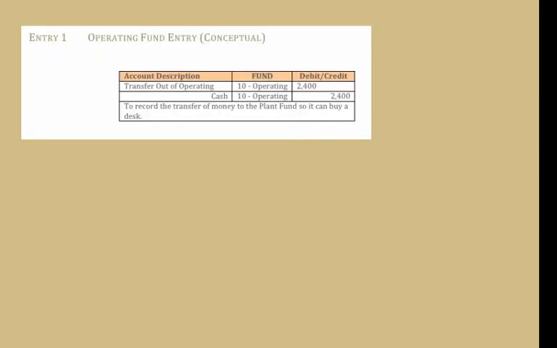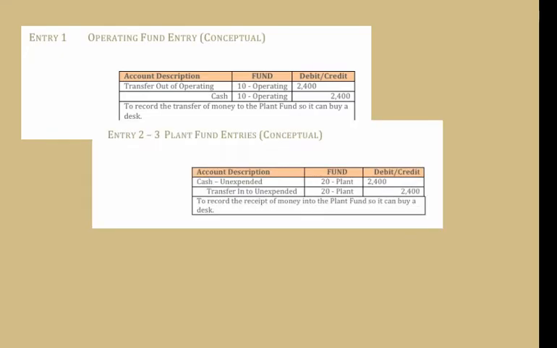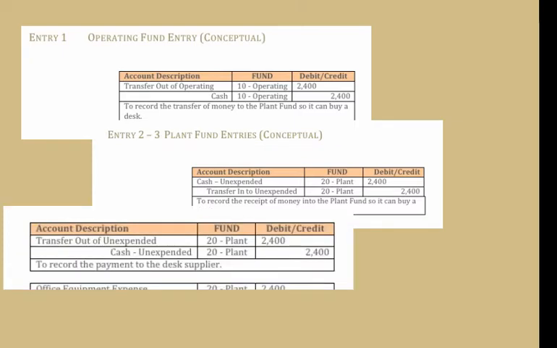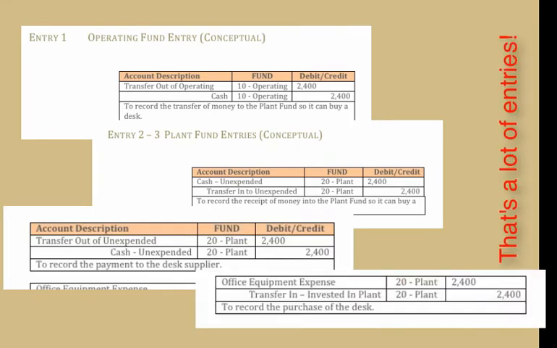So to recap, if we are following the theoretical entry process for this kind of a purchase, it would require 4 entries. The first one to transfer money out of operating into the plant fund. The second entry receives the money in the unexpended portion of the plant fund. The third entry transfers the money from the unexpended portion of the plant fund into the invested in portion. And the final entry actually records the purchase of the desk.